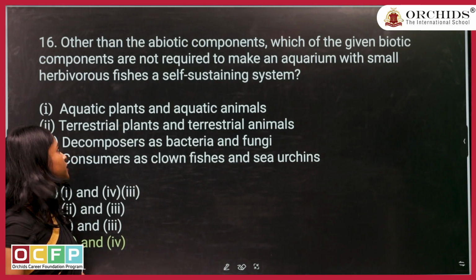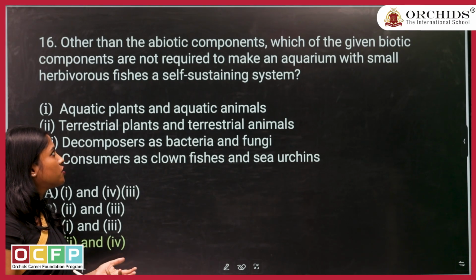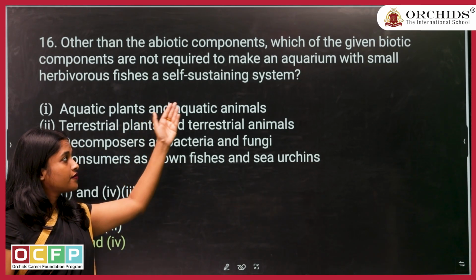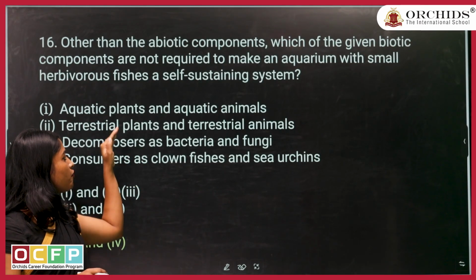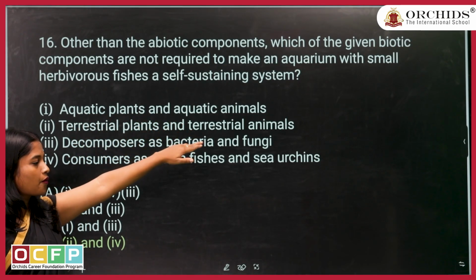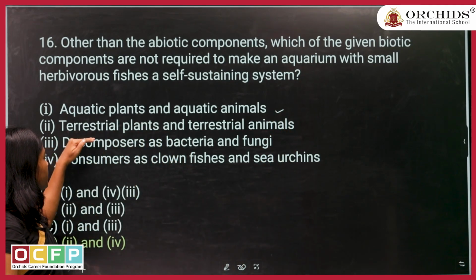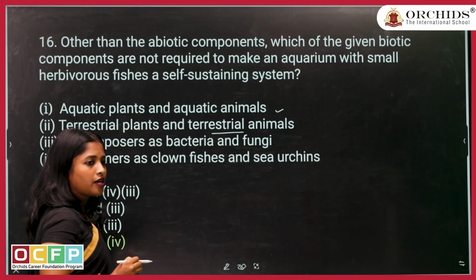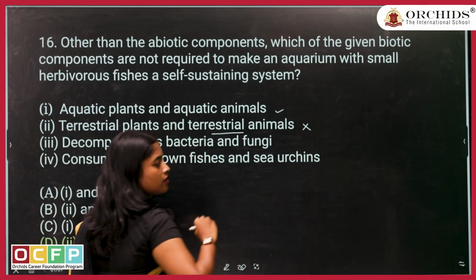So the 16th question is: other than the abiotic components, which of the given biotic components are not required to make an aquarium with small herbivore fishes a self-sustaining system? We have to identify which are necessary for constructing an aquarium. There are 4 options given: aquatic plants and aquatic animals. Yes, when constructing an aquarium, we require this. Terrestrial plants and terrestrial animals. Do you really think terrestrial plants and terrestrial animals are required to create an aquarium? So this we don't require.